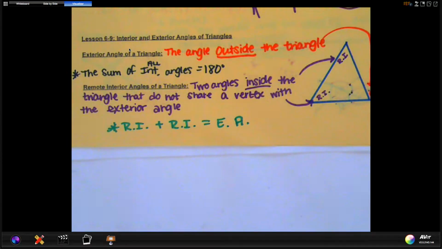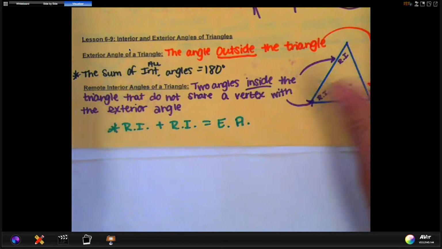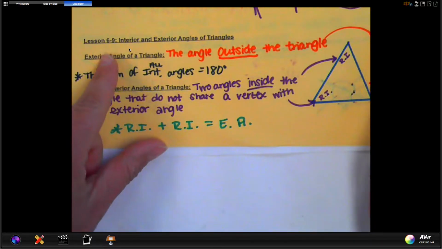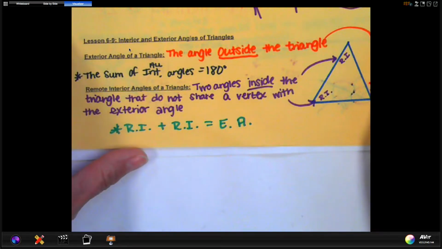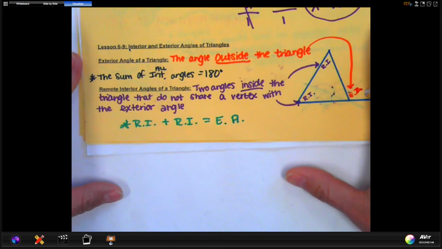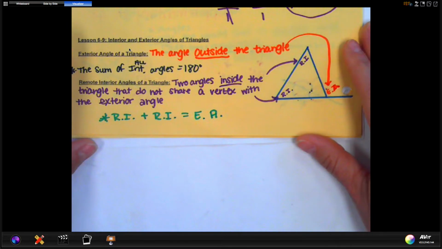If you have me for class, we are in our packet somewhere in the middle. Look for, at the bottom of the page, where it says Lesson 6-9 Interior and Exterior Angles of Triangles. And you might need to pause the video here and write down a few definitions.